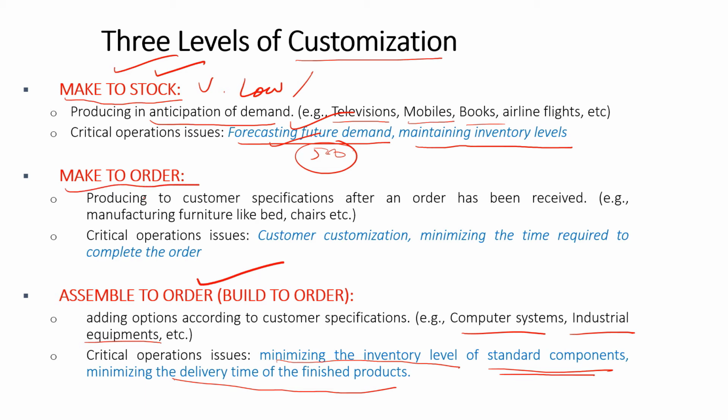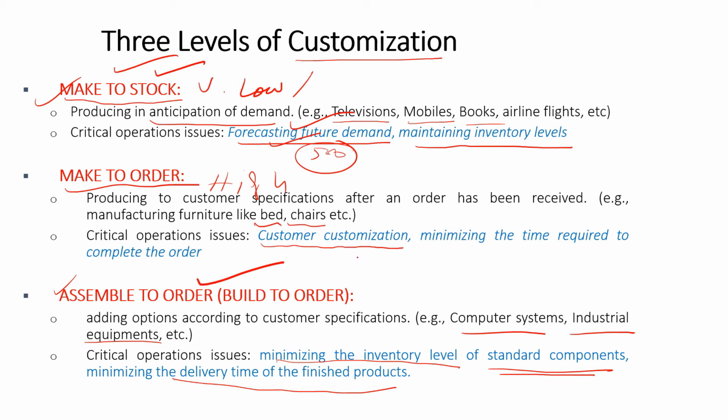Now let me talk about the third one, which is make to order. In this particular case, we are producing only when we get the actual order. In this strategy, our customization level is quite high compared to, of course, assemble to order and make to stock, because we are only producing at the particular time when we have the demand from the customer. For example, we are building a bed as per the requirement of the customer, or a particular chair or a suit.